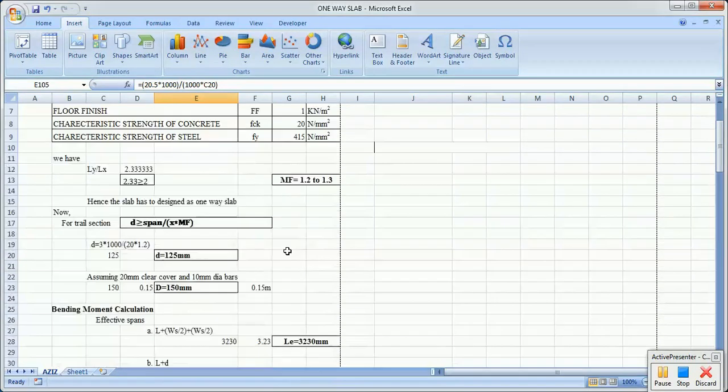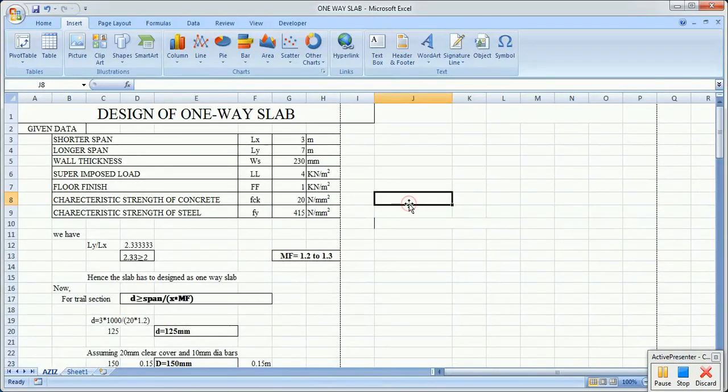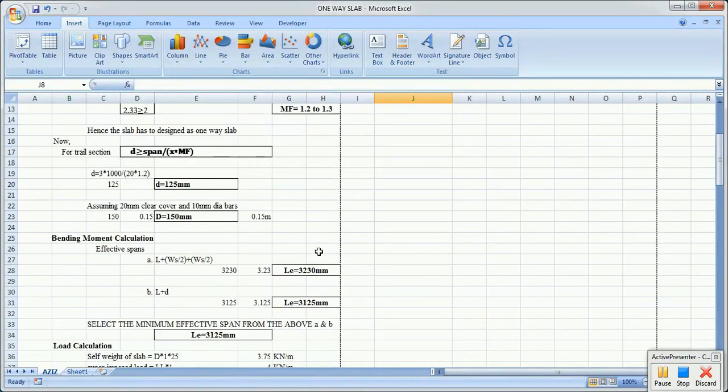So this is regarding how to create an Excel spreadsheet for design of a one-way slab. If you have any queries or doubts while creating the Excel sheet, you can contact me. Okay, thank you.